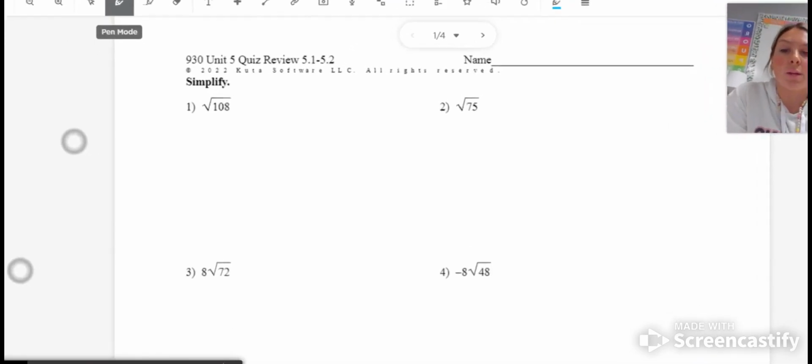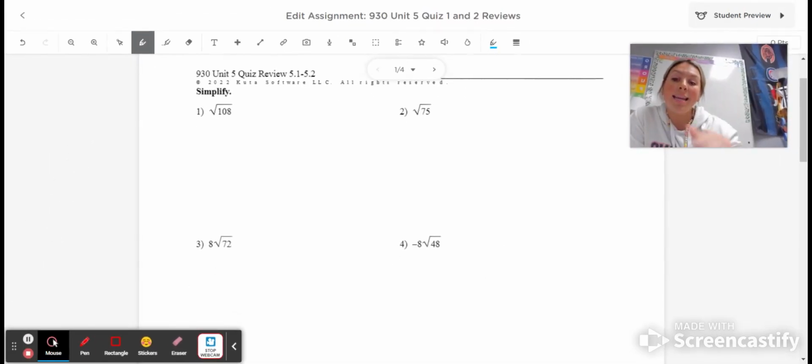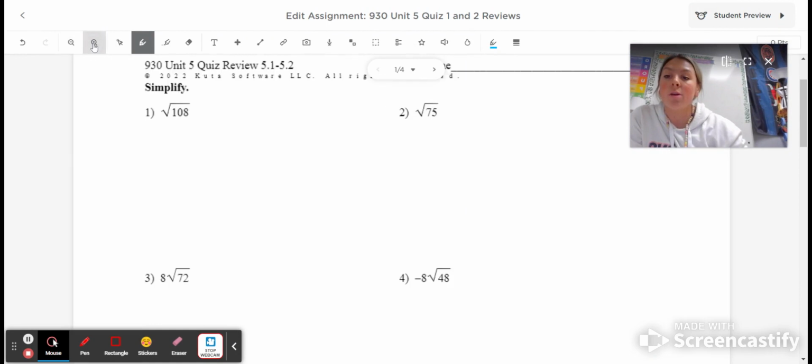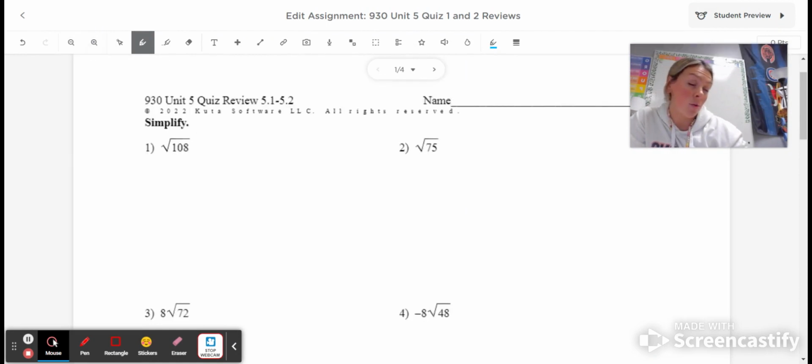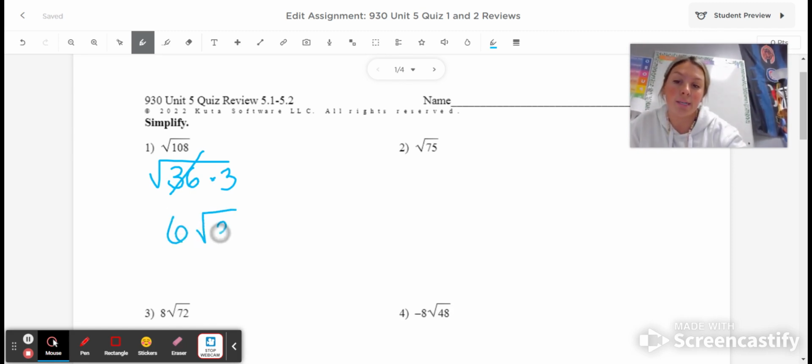Okay, so first one I have is the square root of 108. So the largest perfect square that goes into 108, we did this on our homework on Wednesday. If I divide 108 by any of my perfect squares, so I'm talking 1, 4, 9, 16, 25, 36, 49, 64, any of those numbers, the largest number that I can divide this by that is a perfect square is 36 times 3. I know the square root of 36 is 6. So 6 goes outside, 3 stays inside because it is not a perfect square and it cannot be simplified by 1.